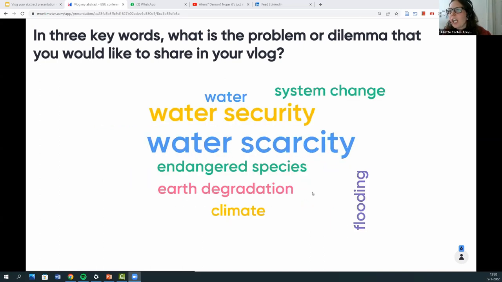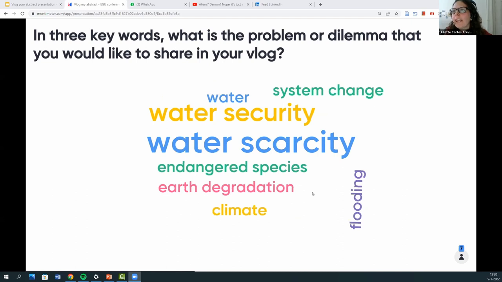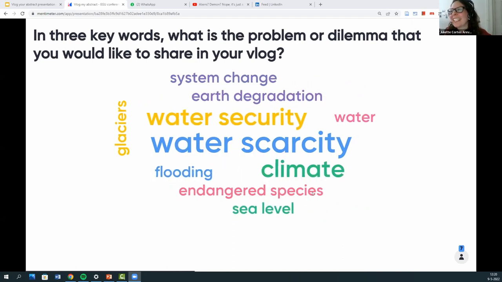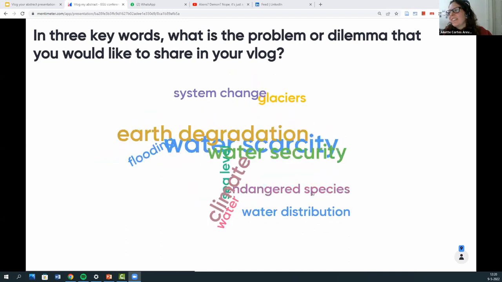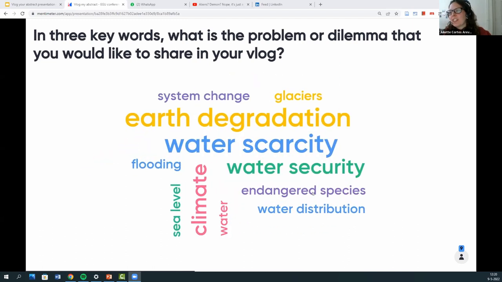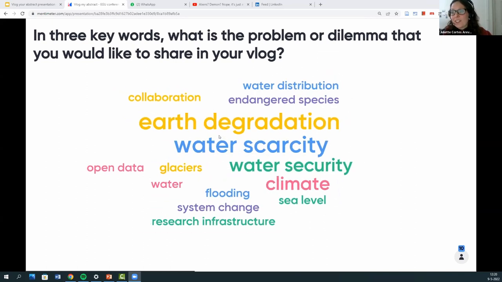So we have here flooding, system change, climate in general, and water in general. So we have six responses. Then glaciers. Let me see if there is some sea level rise. Any last one before passing to the next slide? Okay. So collaboration. Let me see what happened.